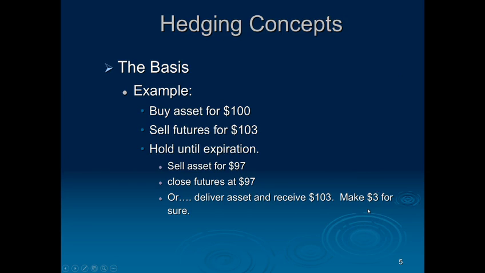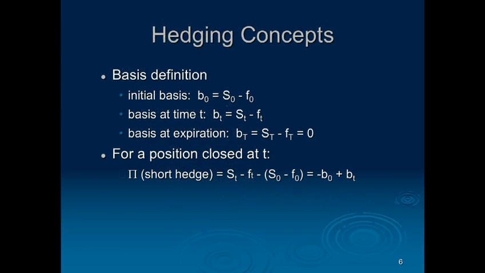So this is not really a profit. This is simply the opportunity cost from choosing to hold the asset and pay for it rather than, in fact, taking the futures position. This is not a profit. Okay. So, if we hold until expiration, we know that at expiration basis is going to be equal to 0, so B large T is equal to 0. So our profit is always going to be initial basis.